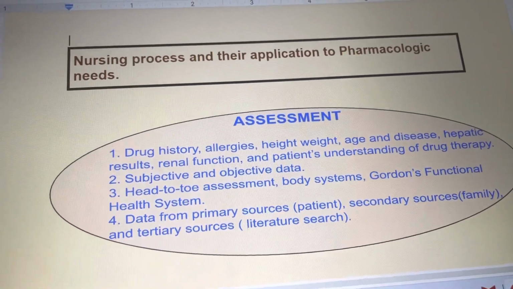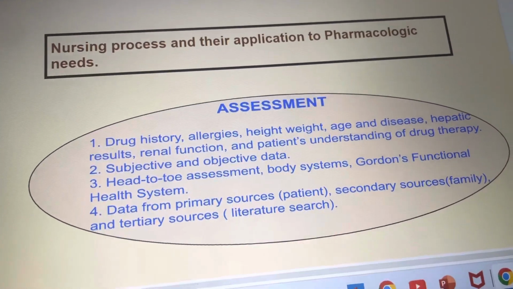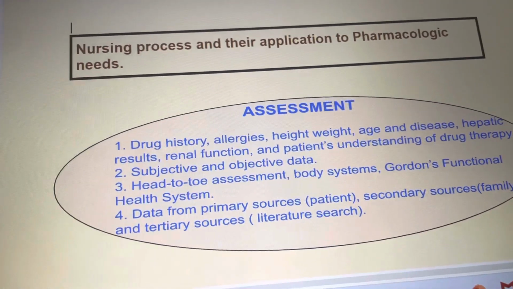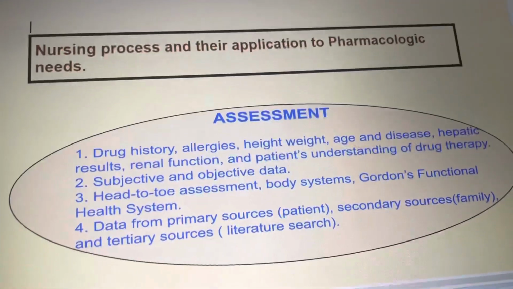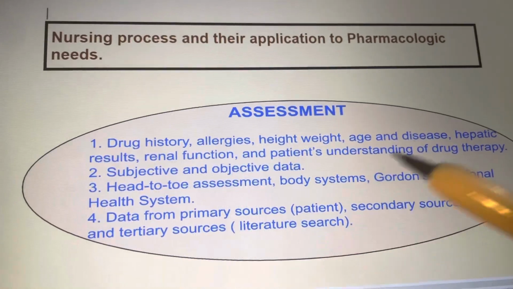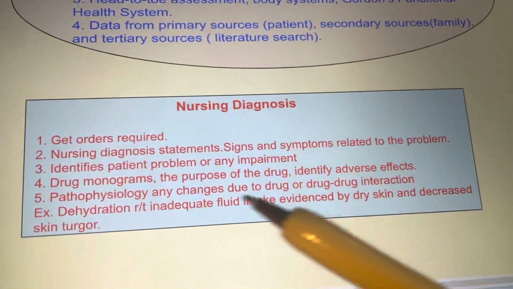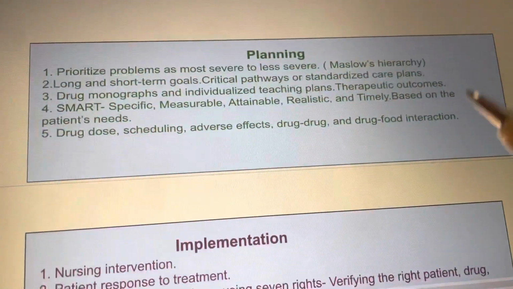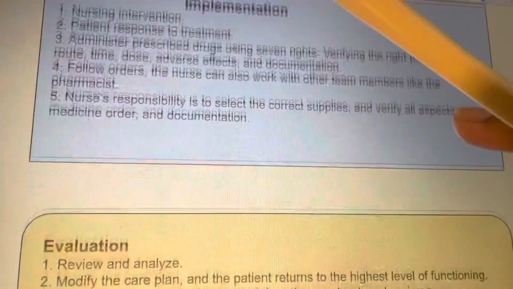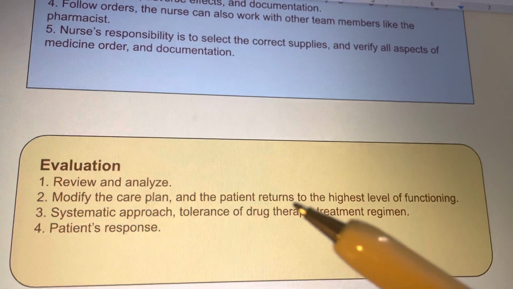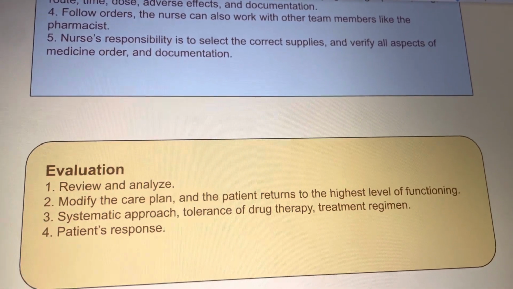So here we're going to talk about the nursing process and its application to pharmacological needs. Whenever we talk about pharmacology, we know we have to do the nursing process. In order to do the nursing process, we need to do the assessment, and then we need the nursing diagnosis, the planning, the implementation, and in the end we need to evaluate. So we need to know that there are 5 important steps, which we call ADPIE.